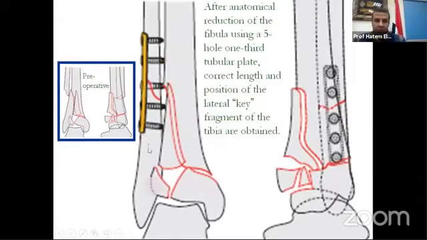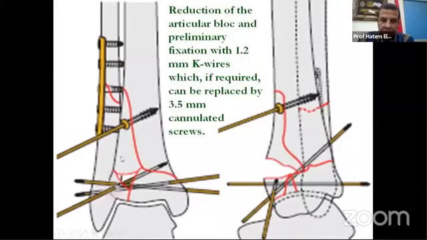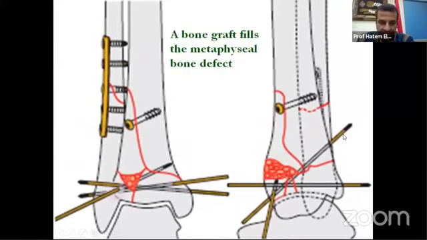Fixation of the fibula with a plate. The anterolateral fragment restores its normal position. Reduction of the articular surface starts from the anterolateral fragment and then proceeds medially. Fixation of the fragments by K-wires and cannulated screws over the wires. Filling the metaphyseal defects with bone grafts, either cancellous or cortical bone graft, as the condition requires.